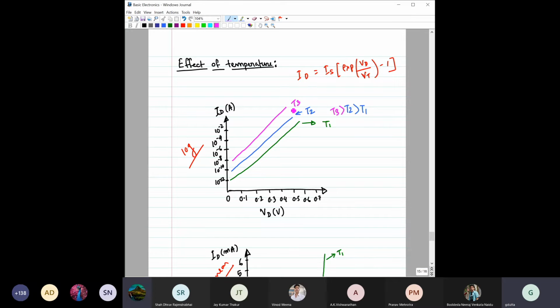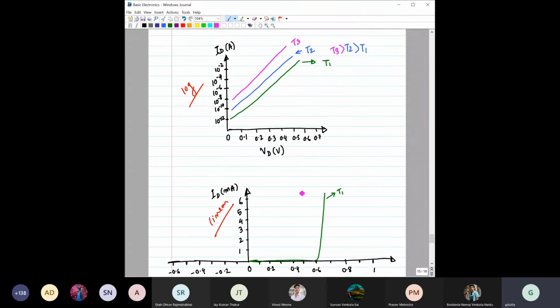Because here VT is KT by Q. If we increase the temperature, then the value is increasing in the denominator, so shouldn't it decrease? That is a good question. But here we have not yet discussed what would be the dependence of IS on temperature. So it will be like T1, T2, T3.